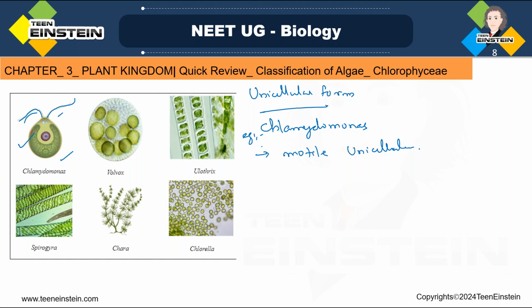One more unicellular algae you can see is Chlorella, which is non-motile. If you get a question like write an example for non-motile unicellular algae, don't get confused. Chlamydomonas has flagella, so it is a motile form. Chlorella is a unicellular green algae that doesn't have flagella, so it is non-motile. The next one is Acetabularia.